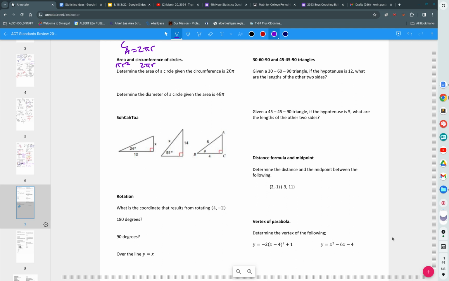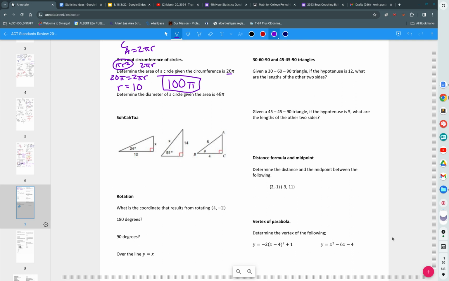Okay? Determine the area of a circle whose circumference is 20 pi. I know the circumference. I want to find the area. So therefore, I'll take 20 pi and set it equal to 2 pi r. What is the radius? 10. If you now know the radius, can you go back and find the area? Yeah. So if the radius is 10, then I use my pi r squared and I get 100 pi. That's the area if the circumference is 20 pi.